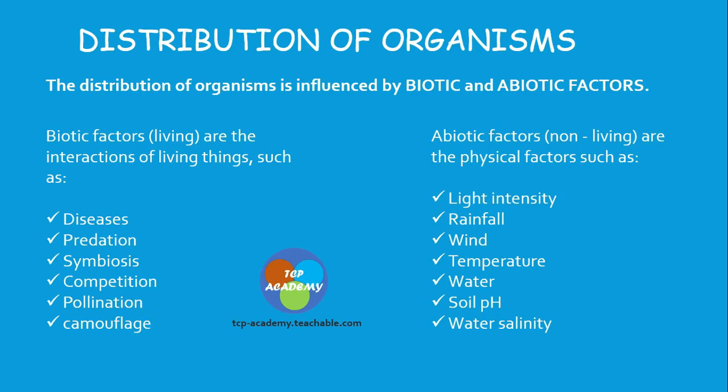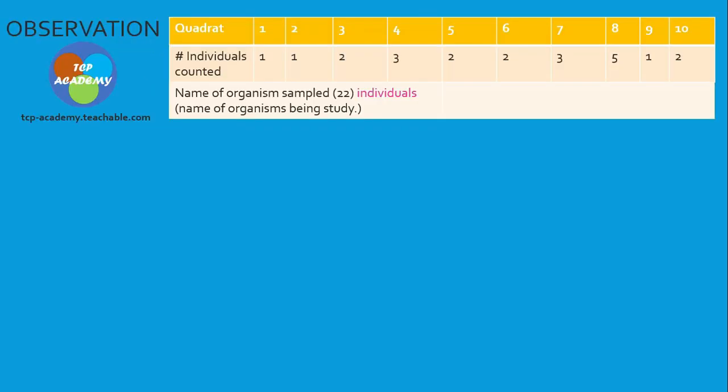Distribution of organisms. The distribution of organisms is influenced by biotic and abiotic factors. Biotic factors refer to living interactions, which would include, listed there, disease, predation, symbiosis, competition, pollination, camouflage. And then we have abiotic factors, which are the non-living components or the physical factors. And these include light intensity, rainfall, wind speed, temperature, water, soil pH, water salinity. And we're going to be covering this more when we cover abiotic factors as a topic.